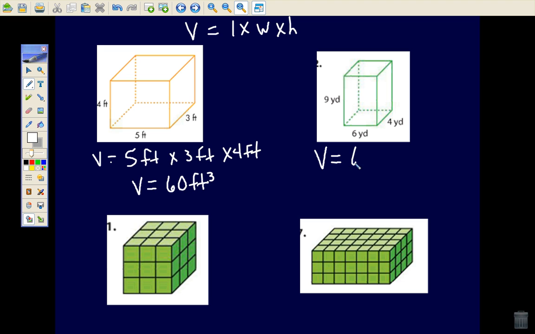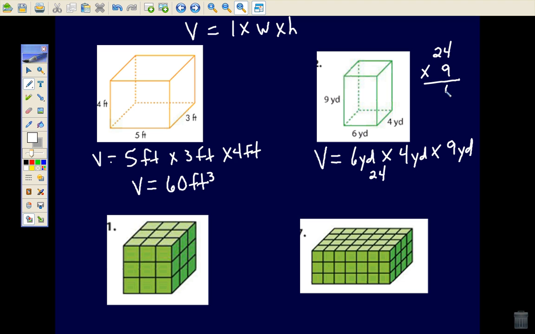Our length would be 6 yards. Our width would be 4 yards. And our height would be 9 yards. All we have to do is multiply those. So we get 6 times 4 is 24, and then 24 times 9. If you can't do it in your head, you can do a little multiplication problem on the side.